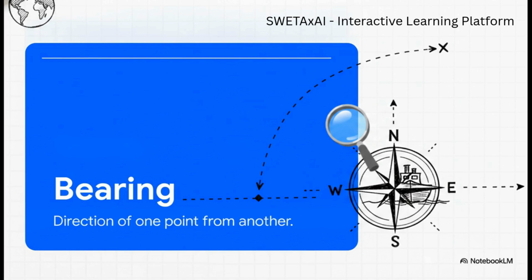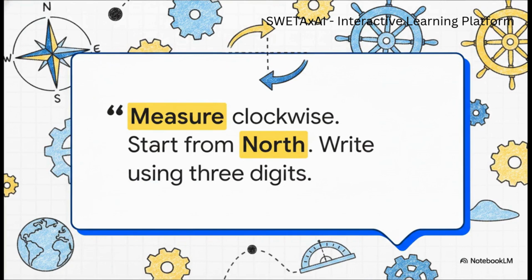A bearing is simply the direction of one point relative to another point. But obviously saying go over there or head that way is definitely not going to cut it in real navigation. We need absolute, undeniable precision. To get that precision, navigation relies on 3 absolute, unbreakable laws.